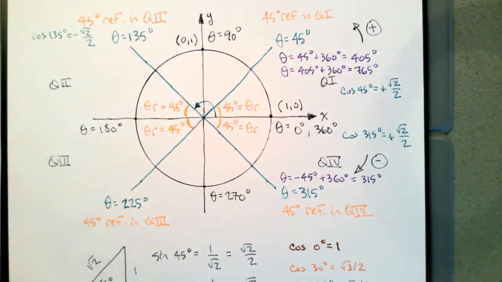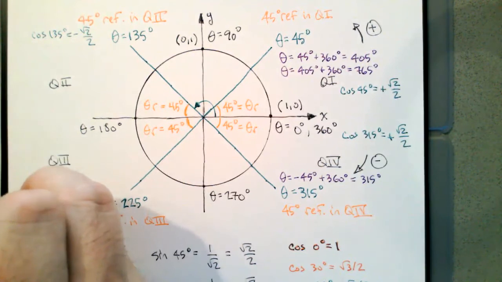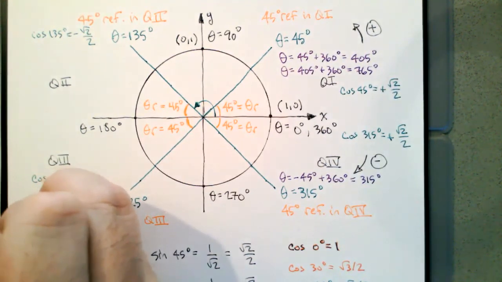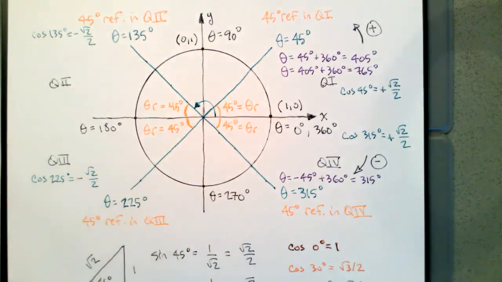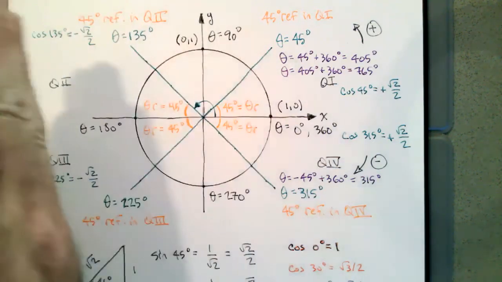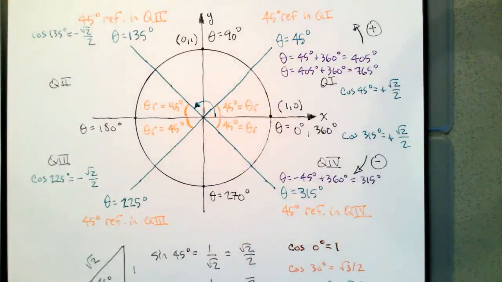Similarly, in quadrant 3, the cosine of 225 will be negative root 2 over 2. Negative because 225 terminates in quadrant 3, and cosine of theta is negative in quadrant 3 because x is negative in quadrant 3. And root 2 over 2 because the cosine of the 45-degree reference angle is root 2 over 2. Value from the reference angle and the trig function, sign from the quadrant and the trig function.